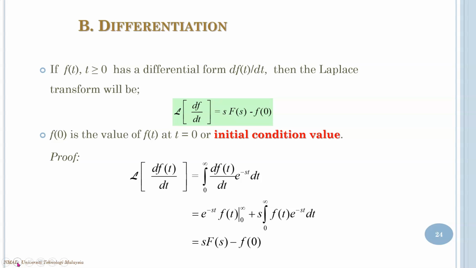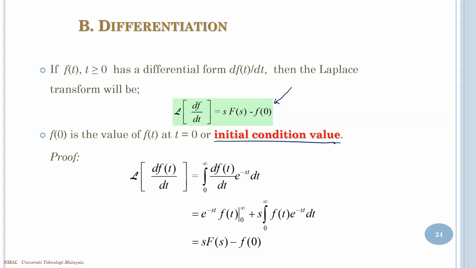Now we go to the important application of Laplace transform, which is the differentiation. If ft for t bigger than 0 has differential form of dft over dt, then the Laplace transform of the differentiation of f over dt is equal to fs minus f0. So f0 here is the value of ft at time equal to 0, or initial condition value. We will learn how to obtain initial condition value in the next part of Laplace transform.